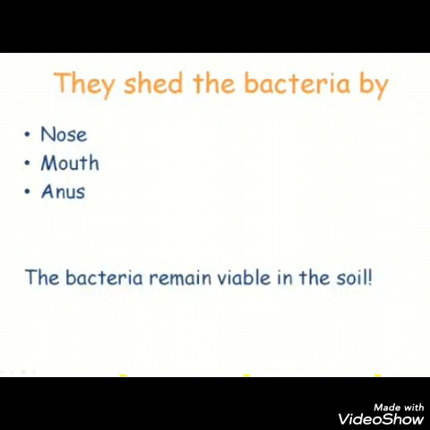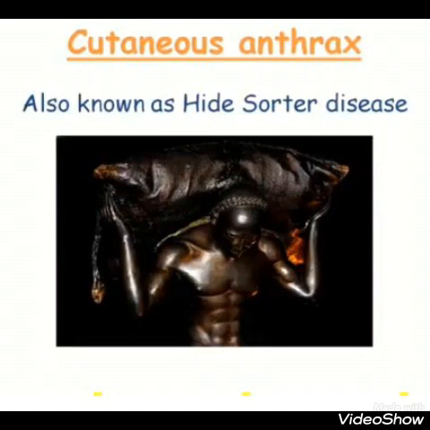Now when any animal like sheep or cattle is infected through this bacteria, they shed the bacteria by nose, mouth, anus. Then this bacteria remain viable in the soil and further proliferate and form more spores. Now the types of anthrax. The first one is cutaneous anthrax, also known as hide-sorter disease. It is caused when people come in contact with infected dead bodies of animals or human beings.